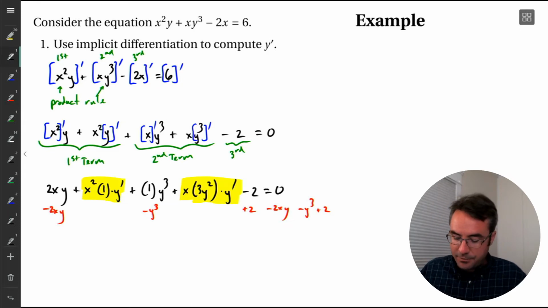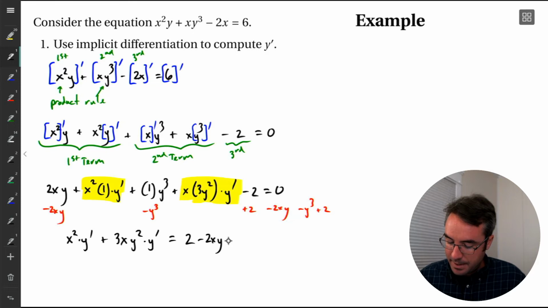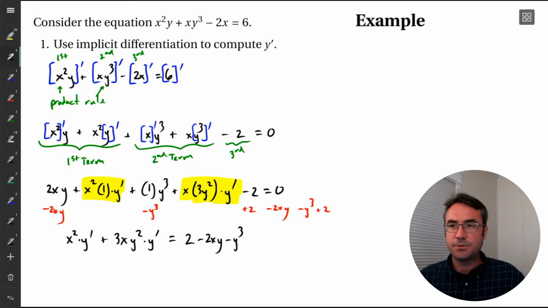So what do we have then after we've moved everything over? Well, from here we have x squared times y prime. And then from here we have 3xy squared times y prime. And again, it helps to put the constant first, and then kind of go in alphabetical order, and then put your y prime at the very end. And then what do we have on the right side? Well, we have a plus 2, and then we have a minus 2xy and minus y cubed. All right, so far so good.